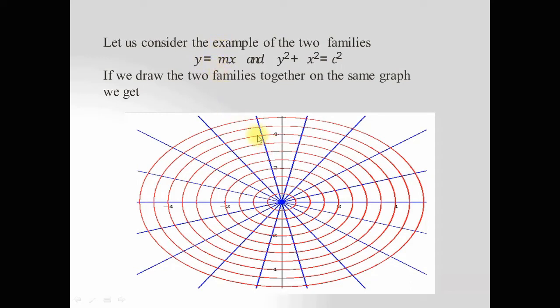So dear students, note that each line, for example, we consider this first line. This line intersects this curve at a 90-degree angle. This curve also intersects at a 90-degree angle. Also this line intersects this curve at a 90-degree angle. So you see here lines intersect the curves at a 90-degree angle. So this is the orthogonal trajectory.